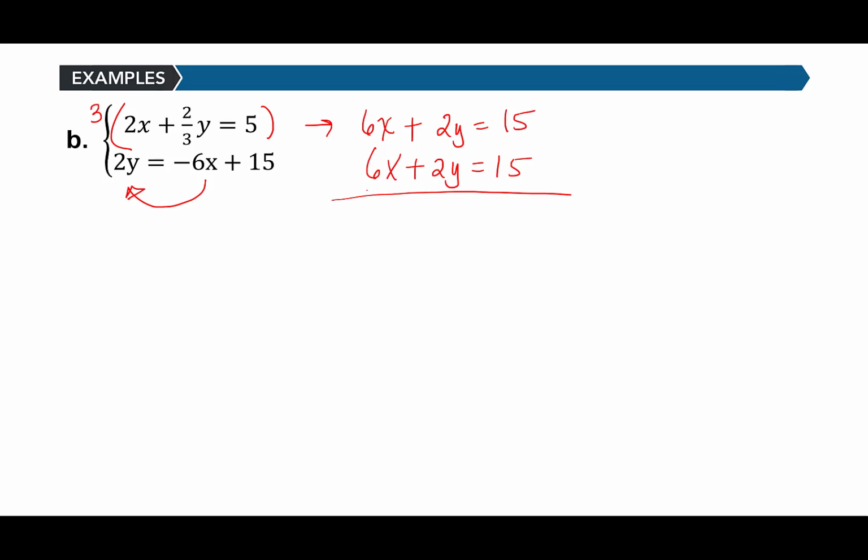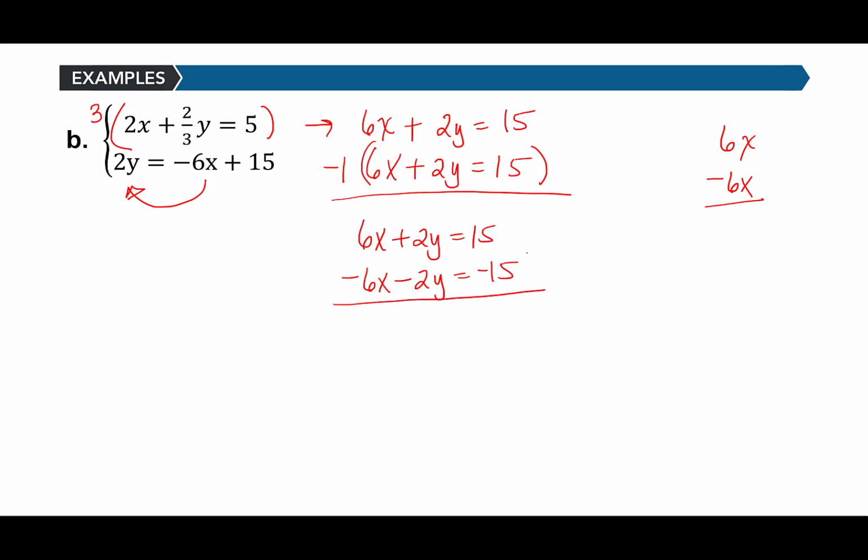If we want to eliminate the x term again, I need to figure out, well, what is common between 6 and 6? Well, that is 6. But I need one of them to be a 6x and one to be a -6x. So we'll keep the first equation as is, 6x plus 2y equals 15. But then we need to multiply the second equation by -1 to make it a -6x, right? So that would give me -6x minus 2y equals -15.